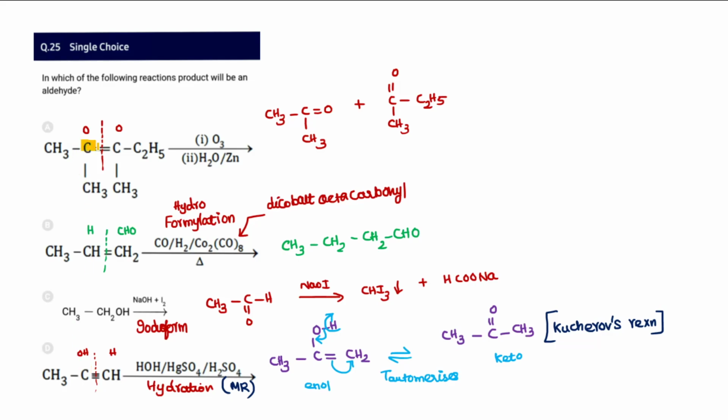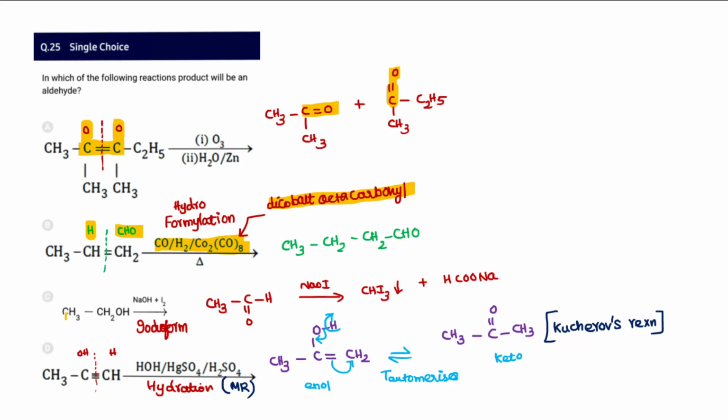In ozonolysis reactions, wherever you find a carbon-carbon double bond, you must add 2 oxygen to it. So when you add, it results in C=O. Therefore C=O here is a ketone, not an aldehyde. And CO, H2, Co2(CO)8, which is the oxo process, dicobalt octacarbonyl is added. In the hydroformylation reaction, on one side hydrogen, on the other side CHO is added. So the product formed contains an aldehyde.